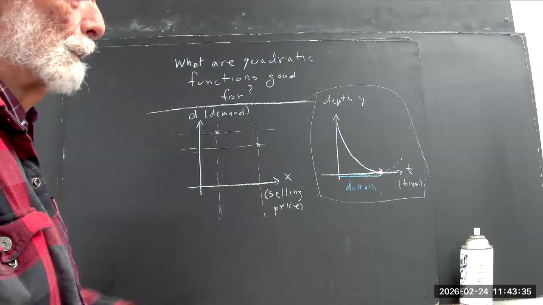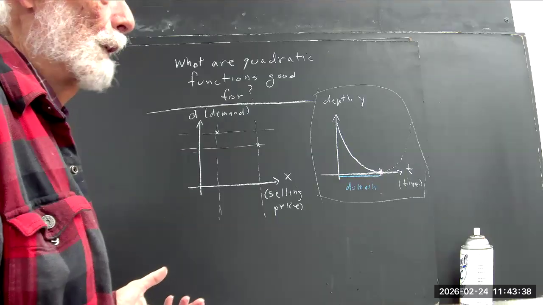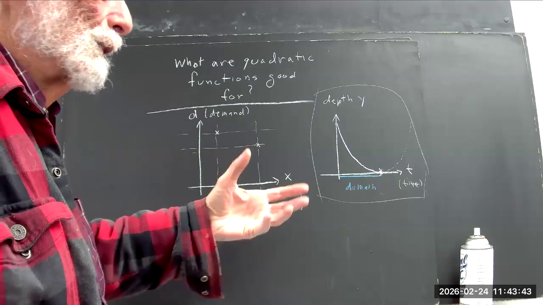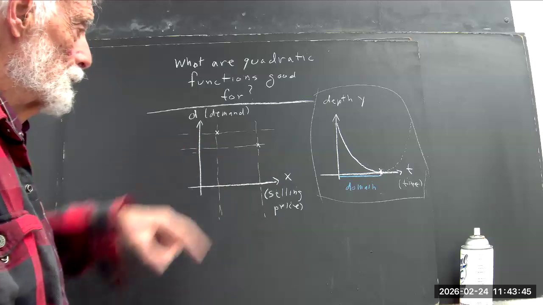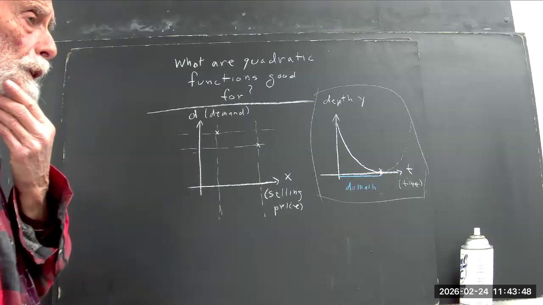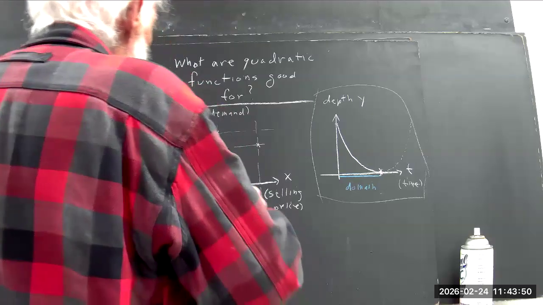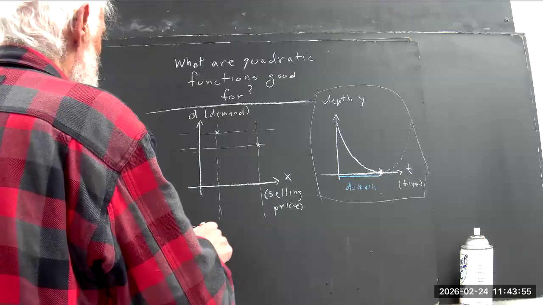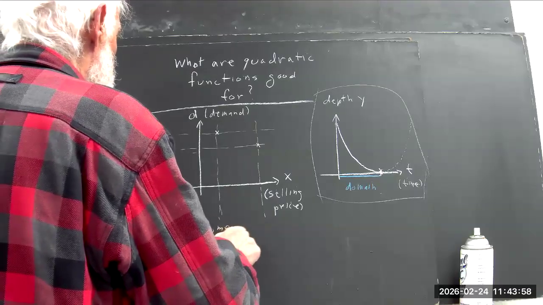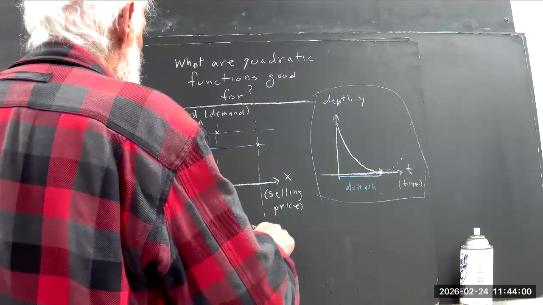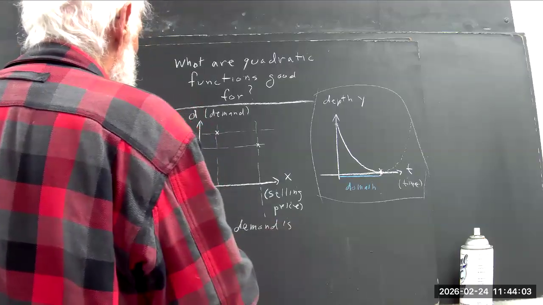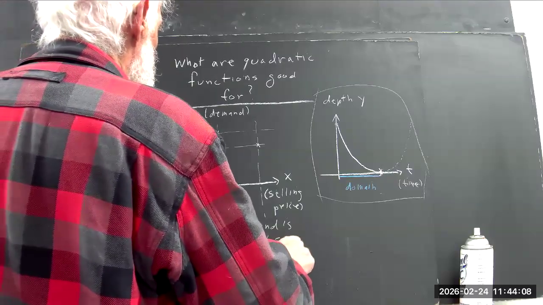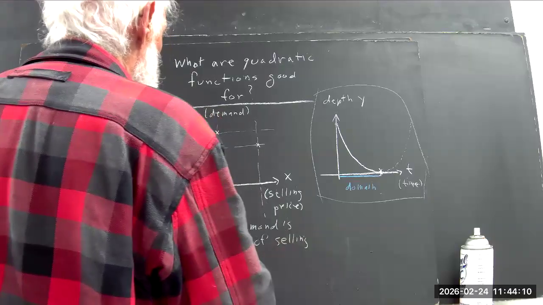Now, that's not always the case. Sell something too low, people might think it's cheap and worthless and not buy it. So, there are subtleties in how demand goes with selling price, but we're going to ignore those and we're just going to pretend that the demand is a linear function of the selling price. So we assume that demand is a linear function of selling price.